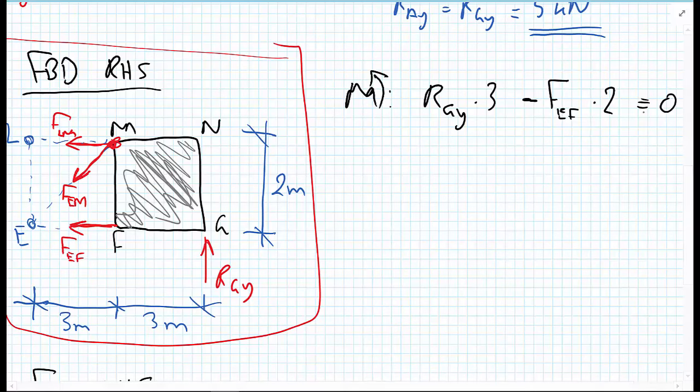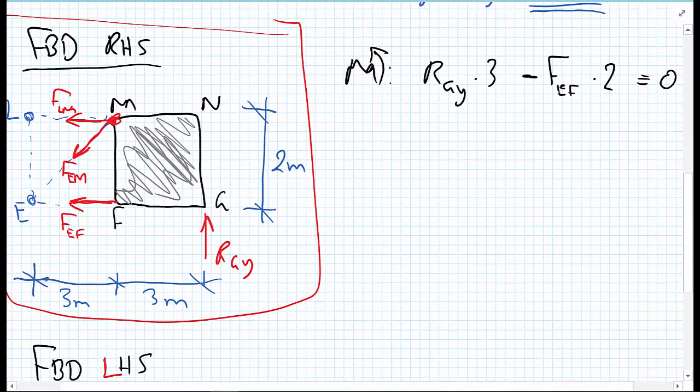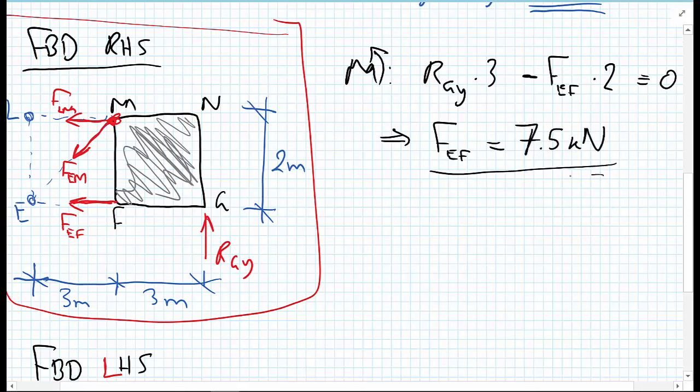And therefore I can rearrange this because I know RGY already, I've calculated to be 5 kilonewtons. Rearrange this, substitute for RGY, rearrange the equations, and you'll get that FEF equals 7.5 kilonewtons. So we have one of the forces already. Now we have two more equations of equilibrium we can play with when examining this rigid body equilibrium. So we're going to sum the forces first of all in the y direction.